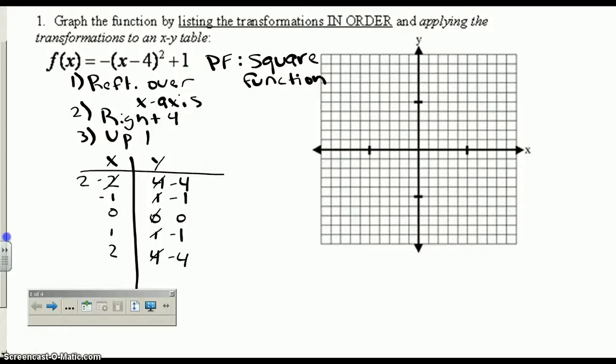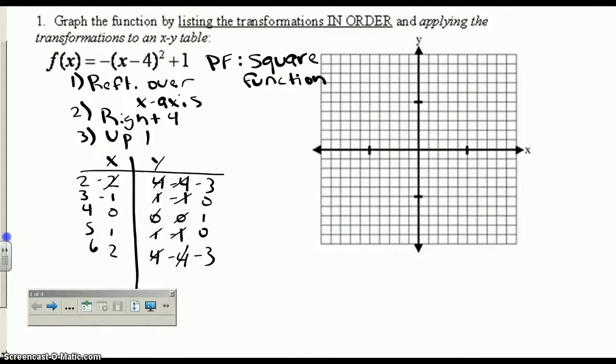Okay, so I get 2, I get 3, I get 4, 5, and 6. And last it says up 1 unit. And if you look at your transformation cheat sheet, y equals f of x plus k, I need to add k to the y values. So I need to add 1 to all the y values. So I have negative 3, 0, 1, 0, negative 3.